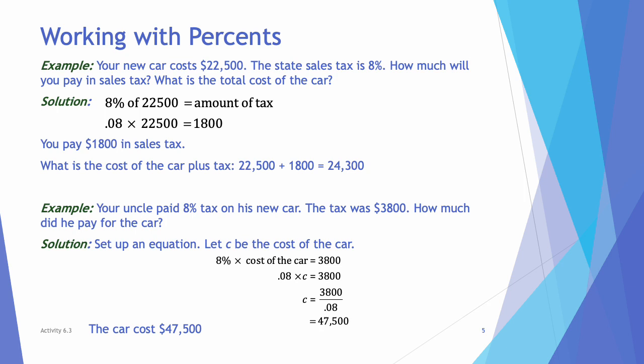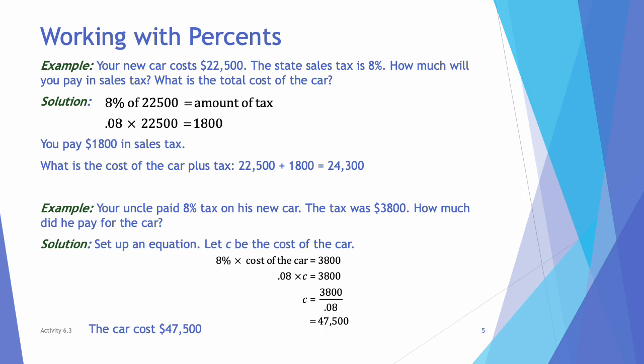Well, the solution is 8% of 22,500 equals the amount of the tax. I can't multiply using 8%, so I change it to a decimal, which is 0.08, and I multiply that times 22,500, and I get $1,800. So you pay $1,800 in sales tax. The total cost of the car is the price of the car, $22,500, plus the $1,800 in sales tax. So your total cost is $24,300.